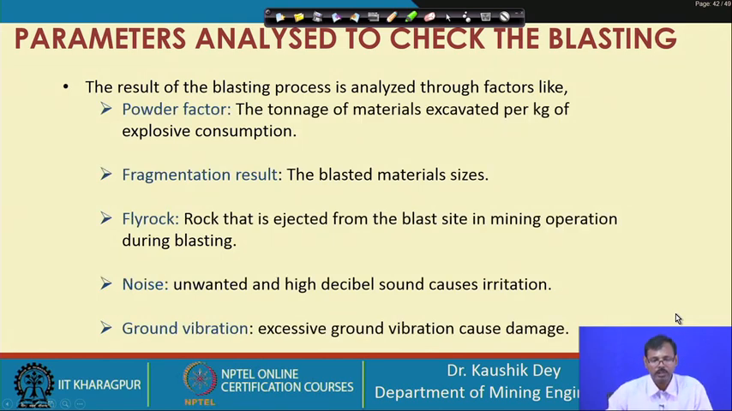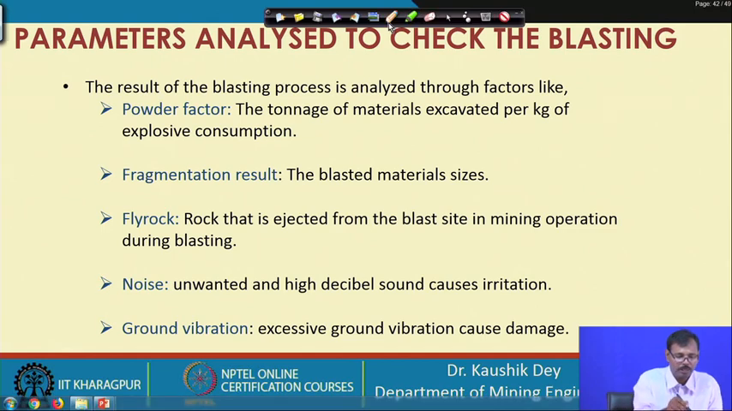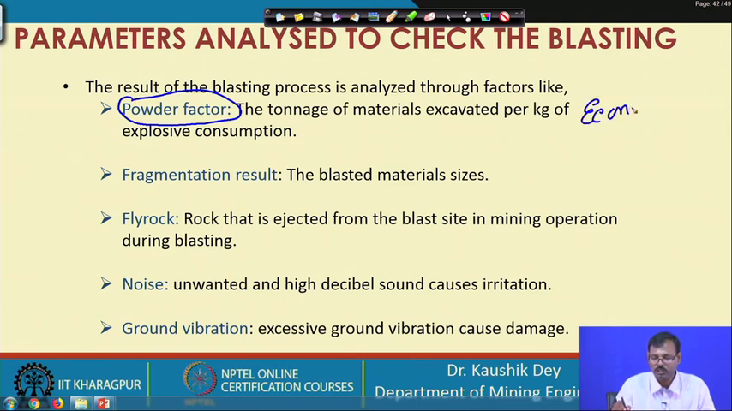Let us see what parameters we need to analyze to check whether our blasting is good or not. Our first parameter is called powder factor. This is also called charge factor or specific charge, which is basically an economic factor that dictates the economy of a blast, expressed as the tonnage of material excavated per kg of explosive consumed.